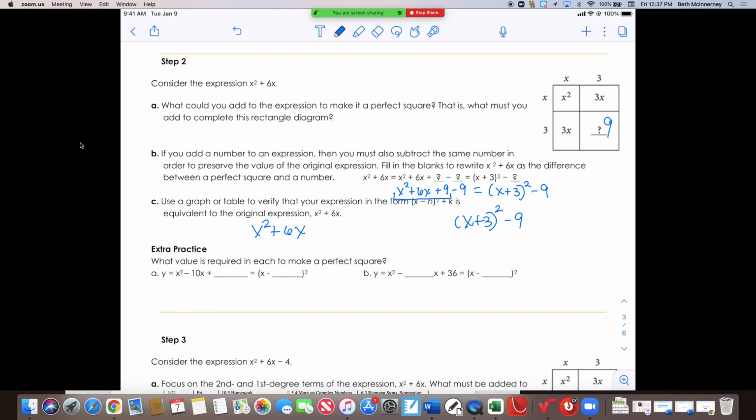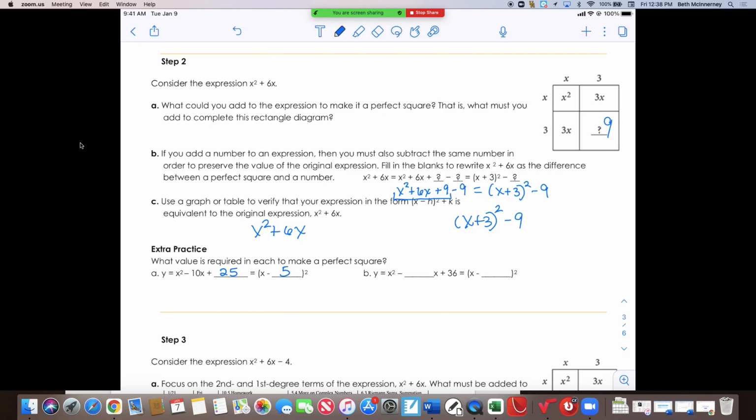All right, let's go ahead and talk. Abby, what did you put in your first blank? X squared minus 10x plus blank. 25, okay? You're going to get 25. And then, Sydney, what did you put? X minus what? X minus 5. Good job.